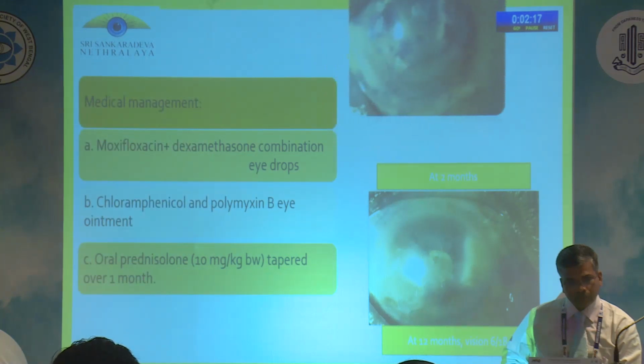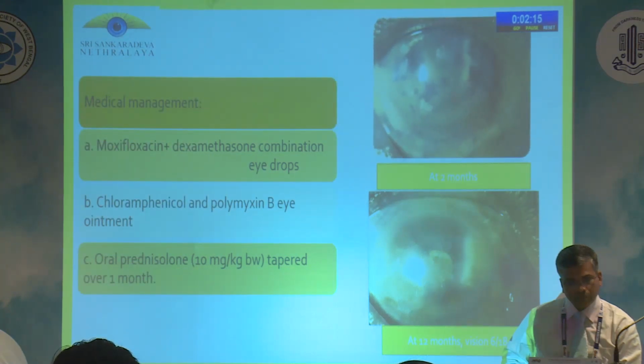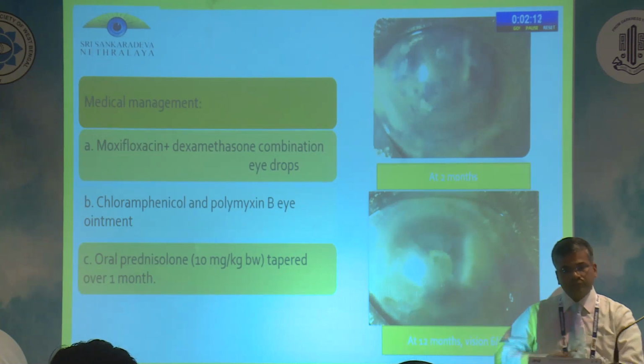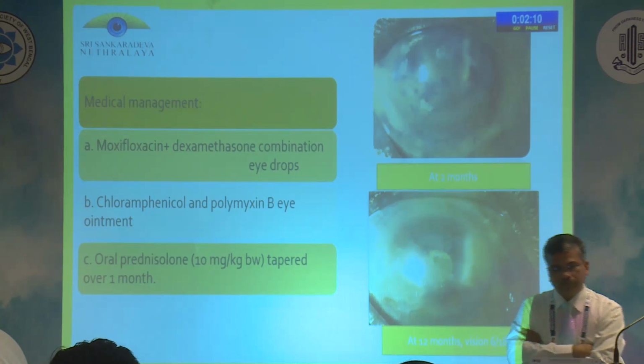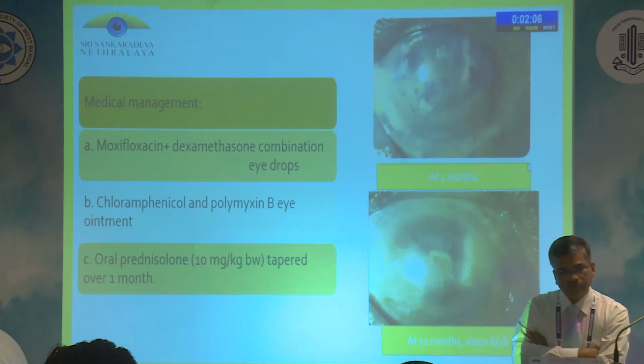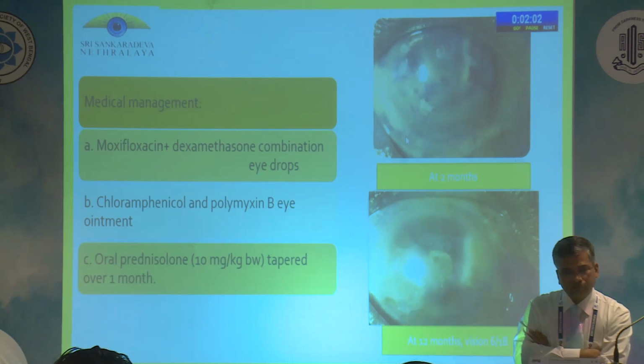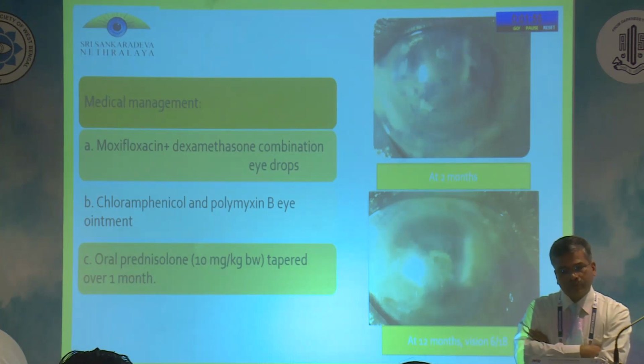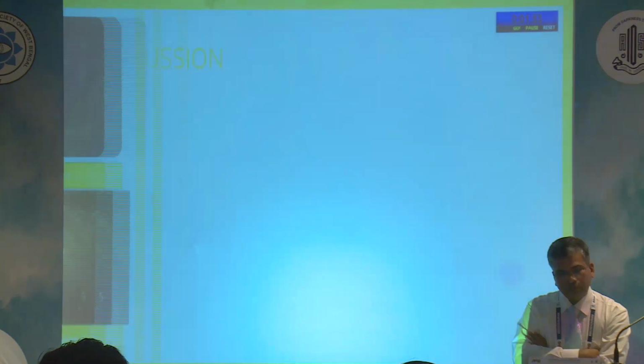Now post-operatively, how was the patient managed? The patient was managed on moxifloxacin and dexamethasone combination eye drops and antibiotic eye ointment, with oral prednisolone, 1 mg per kg body weight, tapered over 1 month. This was the picture at 12 months. There was good ocular surface reconstruction with an underlying nuclear sclerosis, so the vision was 6/18.